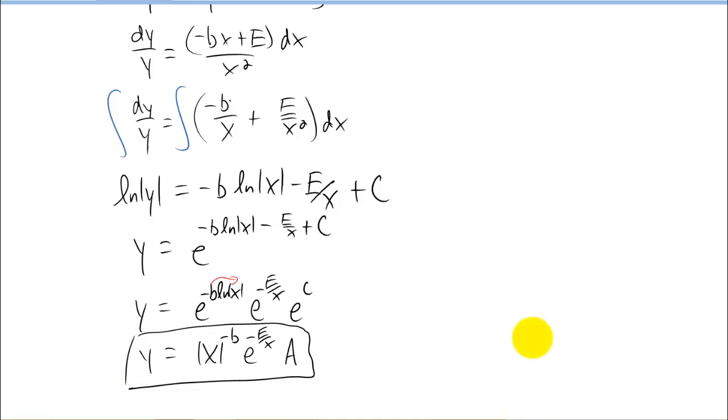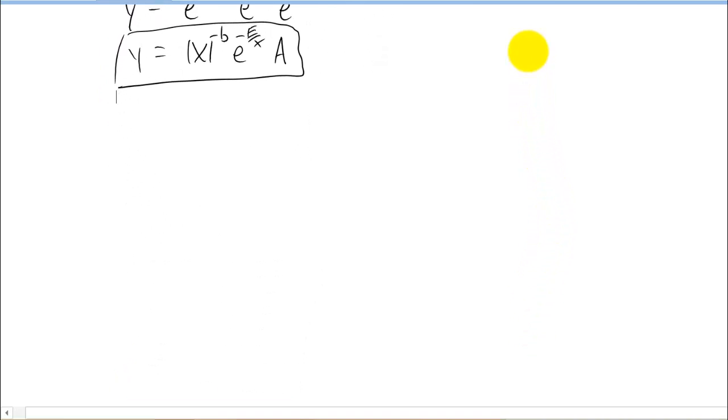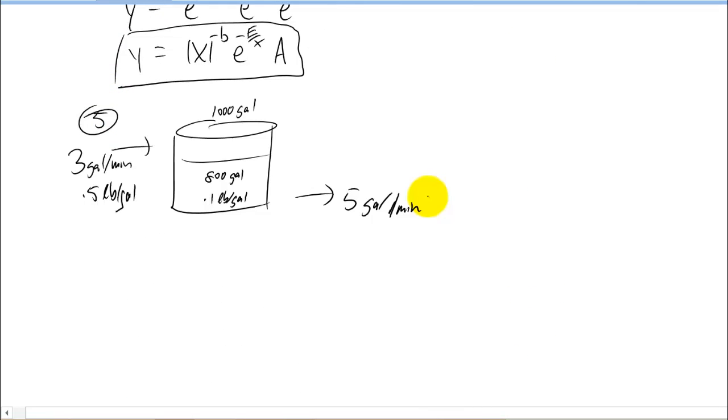Alright, the next problem is a tank problem. And really quickly, we start with 800 gallons of solution inside of a 1,000-gallon tank. That solution has a concentration of 0.1 pounds of, say, salt per gallon. We send a rate into the tank of 3 gallons per minute, which has a concentration of a half pound per gallon. And we send a rate out of the tank at 5 gallons per minute.